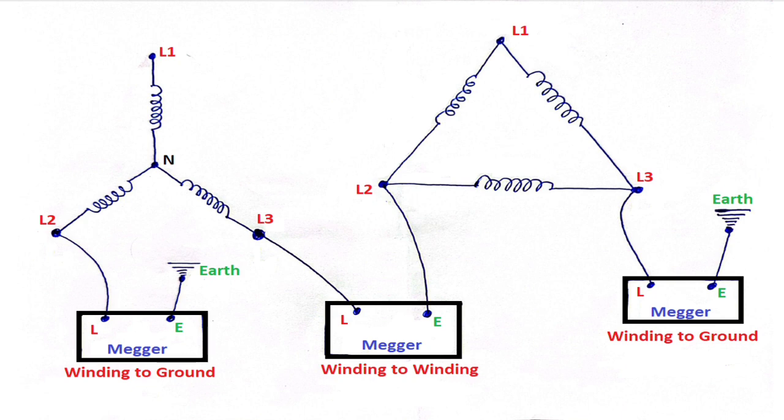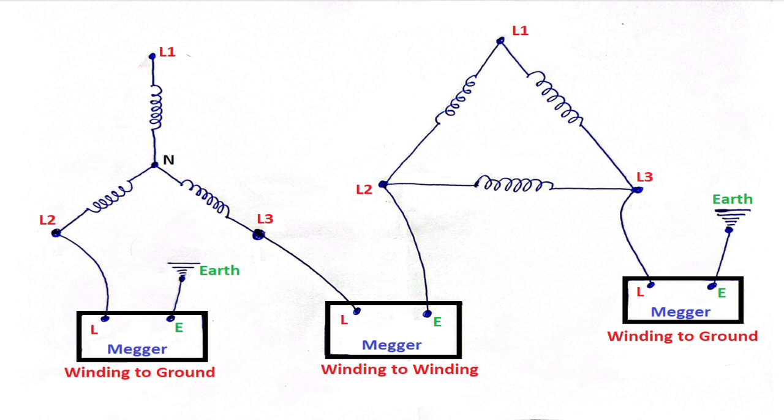First of all, we perform the test on the primary winding or secondary winding. Take the example of one winding, that is star. We connect the line point of the Megger with the one winding line point, and the second earth point with the earth. So we will find the insulation between the winding and the earth, which should be insulated. The result should be maximum.